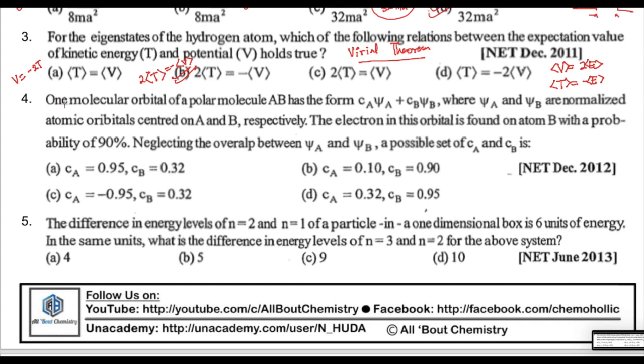It says that one molecular orbital of a polar molecule AB has the form Ca psi A plus Cb psi B, where psi A and psi B are normalized atomic orbitals centered on A and B respectively. The electron in this orbital is found on atom B with a probability of 90%. Neglecting the overlap between psi A and psi B, a possible set of Ca and Cb is. Okay, now this is going to be very interesting. So let's try to answer this. I'll try to explain this in the next slide.